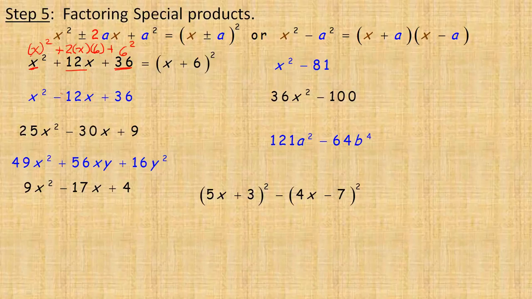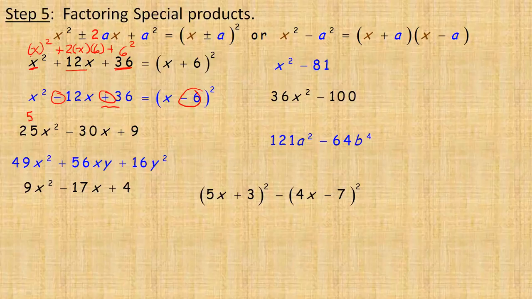The only difference in the middle one is that there's a minus here. So the only difference is instead it'll be x minus 6 squared. You see, this is still a plus in the end, because if you square negative 6, you still get a positive.